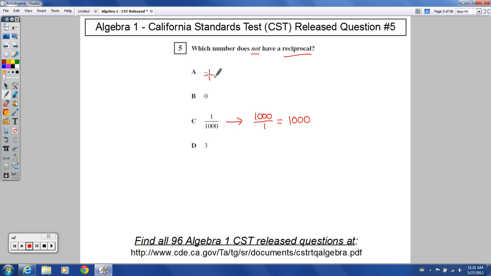Remember that? Okay, so we can put that as a fraction. We can make that a fraction. We can put it over 1. Same thing here. Same thing here. So choice C, it does have a reciprocal.